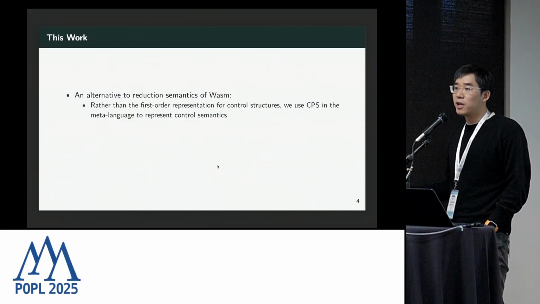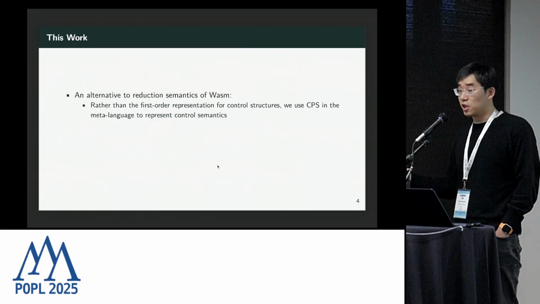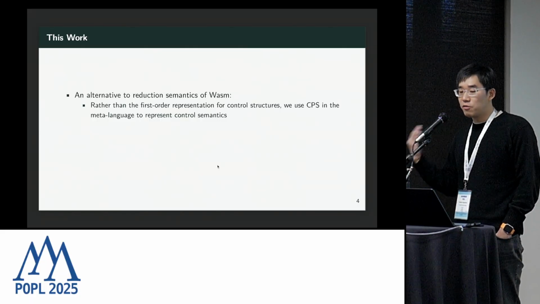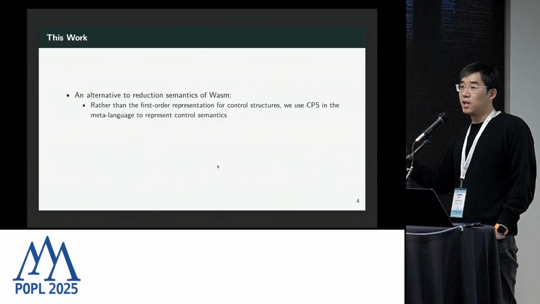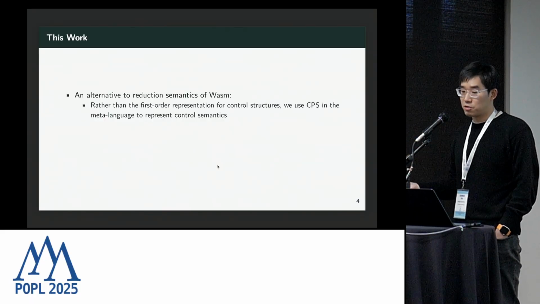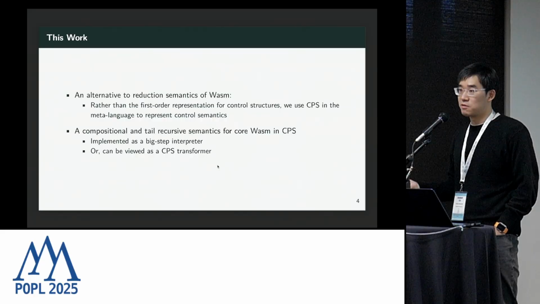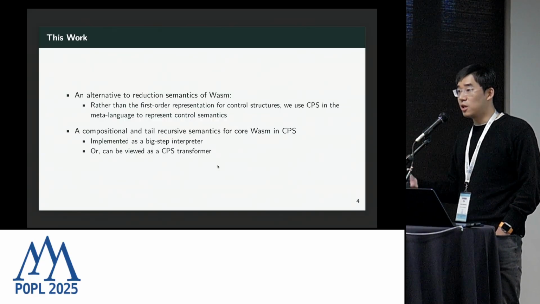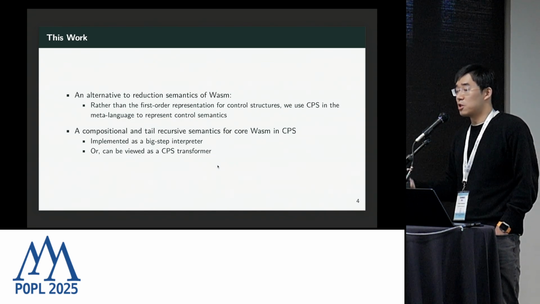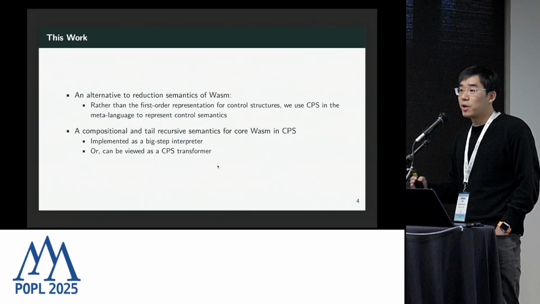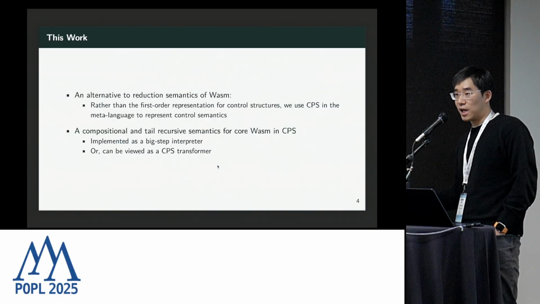So alternatively, we look at the semantics of WebAssembly, and we want to reconstruct a semantics using continuation-passing style, which means instead of using a first-order representation for the control constructs, we use continuation functions in the meta language to represent the control structures or control semantics. And what we eventually have is a compositional and tail recursive semantics for a subset of WebAssembly in continuation-passing style. This semantics can be implemented as an interpreter pretty much straightforwardly, as a big-step interpreter, or you can also view this semantics as a transformation from WebAssembly to lambda calculus.